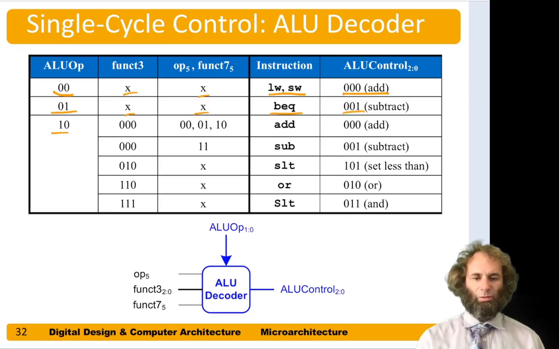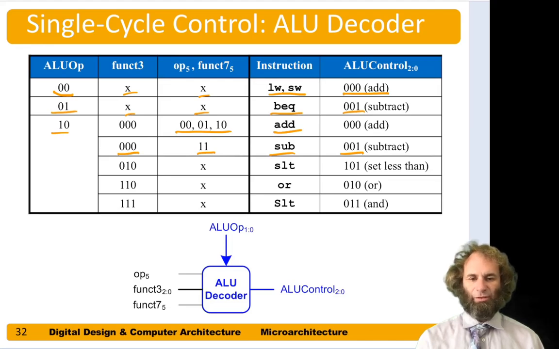When ALU op is 1, 0, that means we need to look at the instruction. So if the funct3 field is 0, 0, 0, this means we're either doing an add or subtract. If op5 and bit 5 of funct7 are both 1, then it's a subtract. That's a little convoluted, but you could figure that out by looking at the encoding of instructions in table B. So for subtract, ALU control should be 0, 0, 1. For any other combination of op and funct, we want to add.